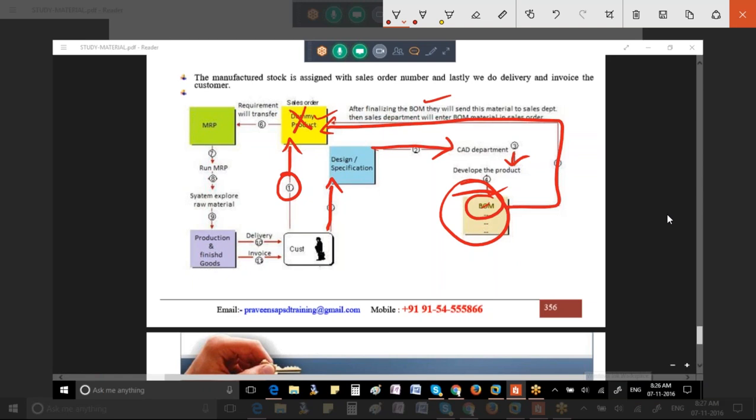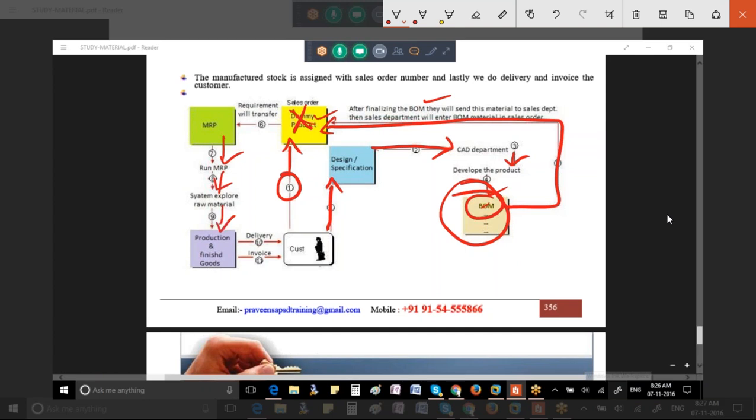We will be replacing the sales department BOM material with this dummy material. Once you get the dummy material, you start the MRP. MRP will be run and requirement transfer will happen. The system will explore for the raw materials. If raw materials are there, they start production. If not, it will raise a PO to the vendor and procure the raw material.